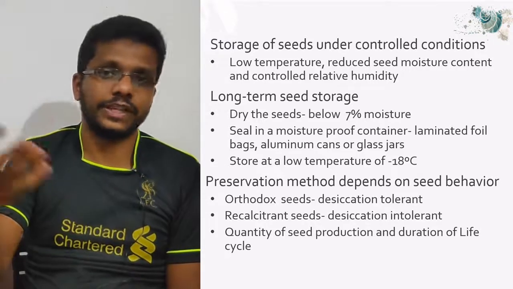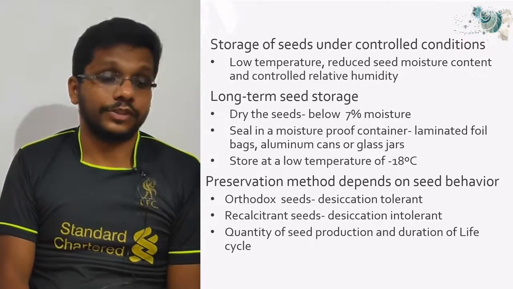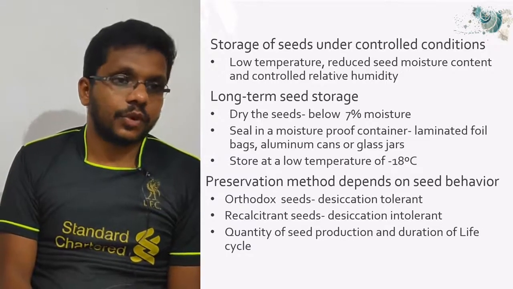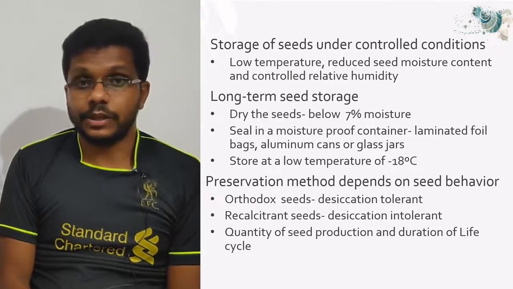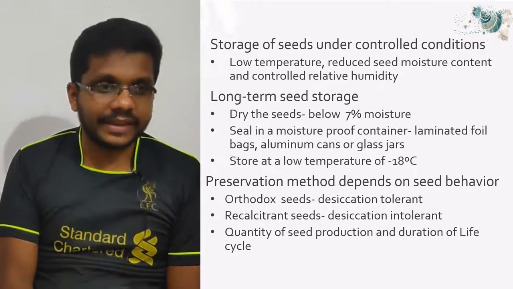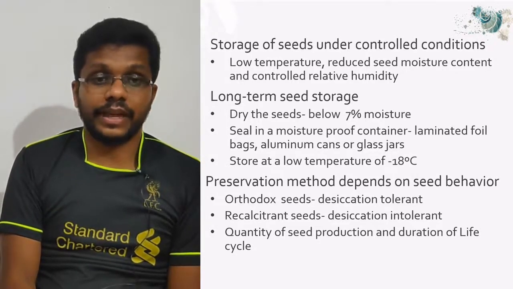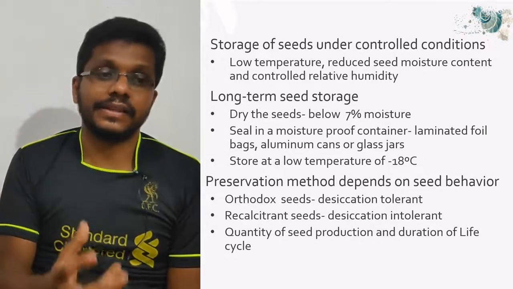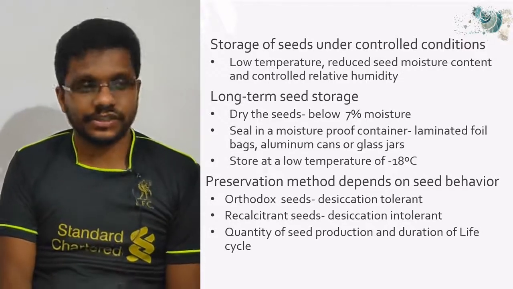If there is high humidity, as we know, some seeds may lose their viability or start to germinate. That should be avoided by controlling the relative humidity of the storage place. For long-term storage, the recommendation is that seeds should be dried below 7% moisture, and after drying, sealed in a moisture-proof container made of laminated foil bags, aluminum cans or glass jars. These jars are then stored at low temperature, maybe minus 18, minus 20, minus 22.